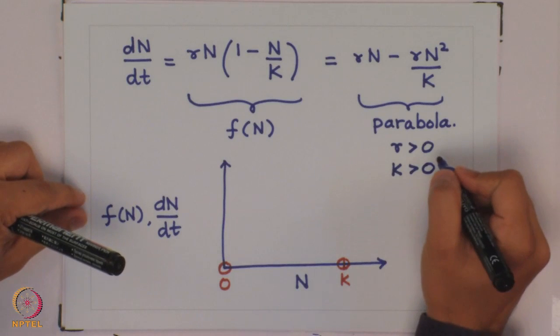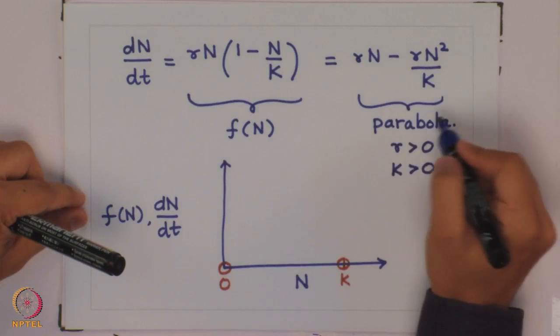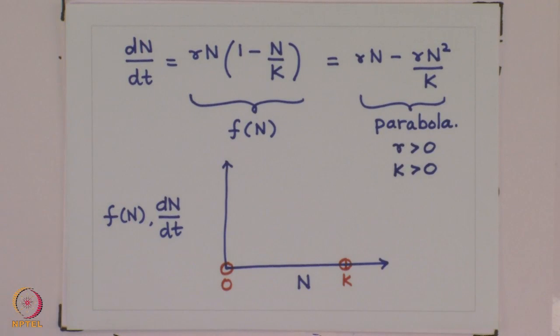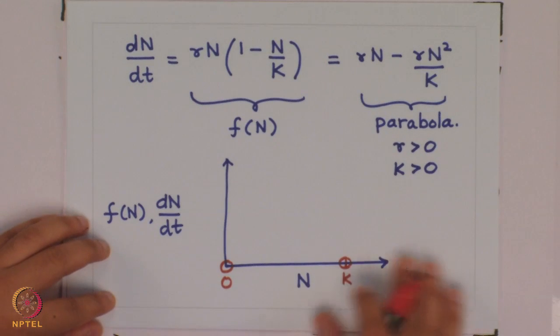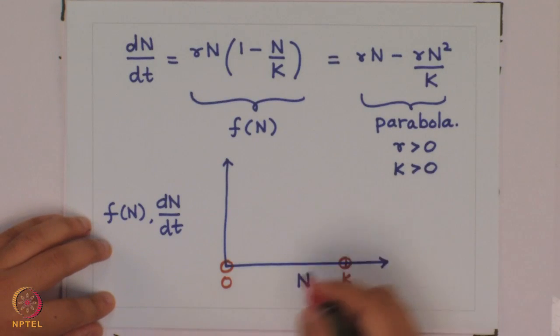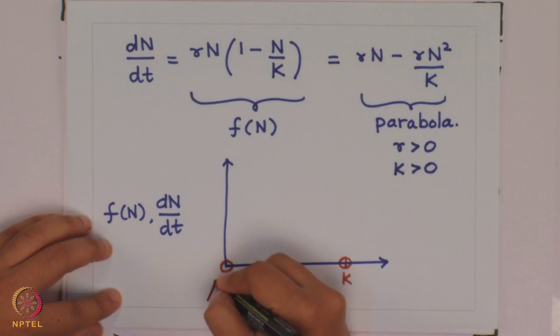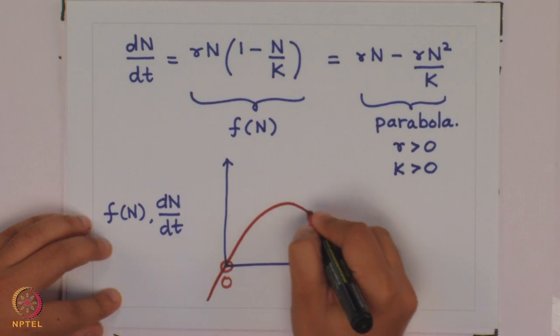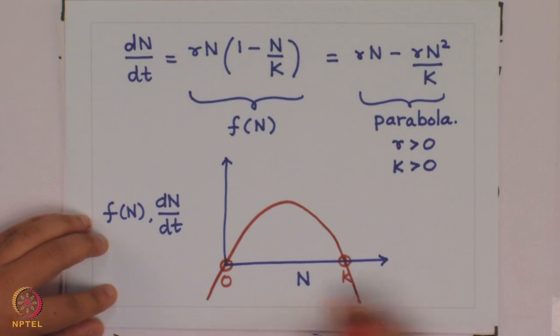So, for positive values of r and positive values of K, this is a parabola, and I leave it to you as an exercise to check that this is a parabola which opens downwards. In particular, for any positive value of r and K, if I were to plot this curve, I would get this curve looking something like this. This is a parabolic curve which opens downwards.